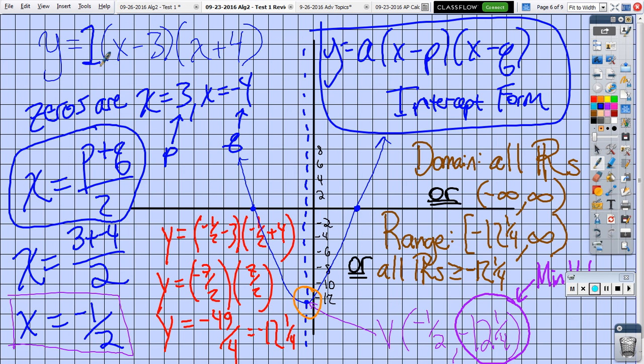Any other questions? Okay, so now we're going to move on. There's no more questions about what we talked about so far. So domain and range. You have to know domain and range. So, review of domain and range.